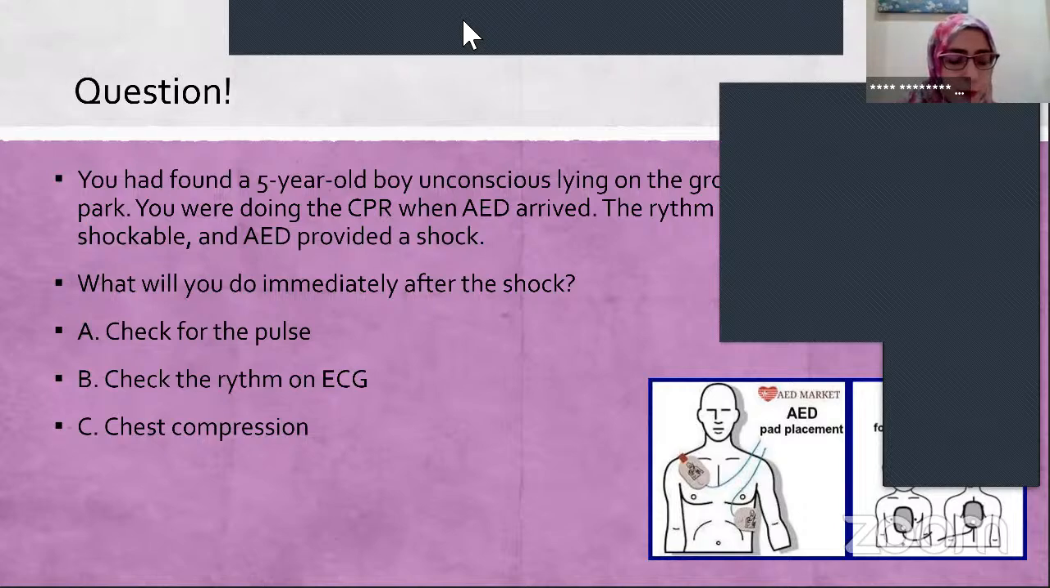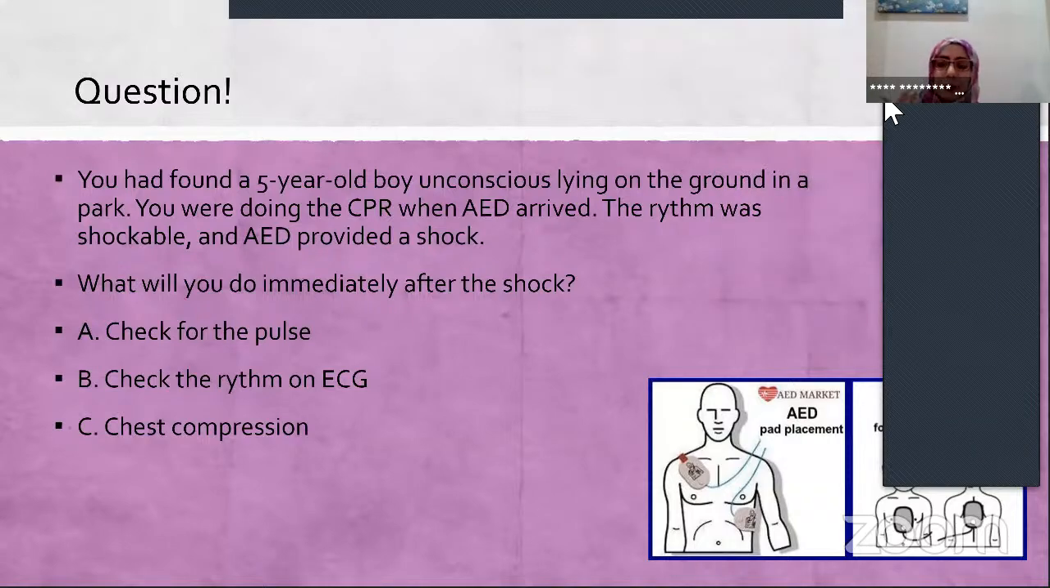I think all of you have answered check for the pulse. Well, this is not right, and it is very important why, so pay attention. When you provide a shock, whether by an AED, by a defibrillator inside the hospital, or by cardioversion inside the hospital, it is very important to continue giving chest compressions. You will not check for the pulse immediately after the shock, because you have to give some time for the patient's circulation to come back. You have given the shock. Now you have to push the heart to recirculate the blood inside the body. After 2 minutes, you will check for the pulse.